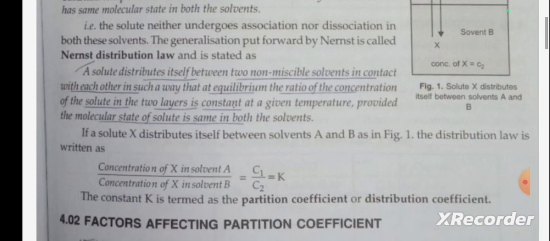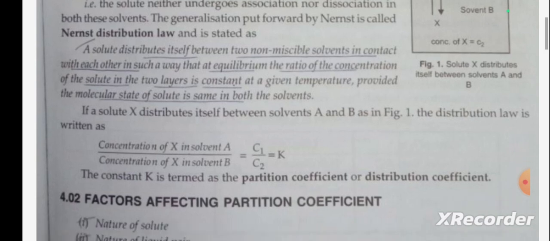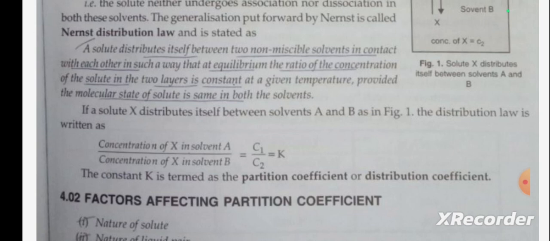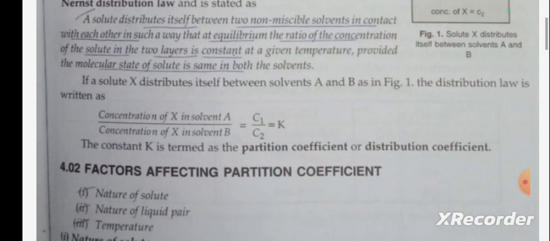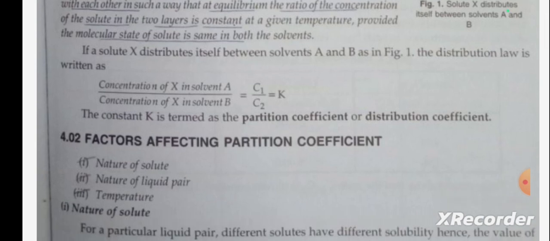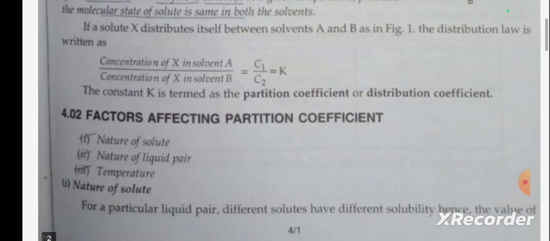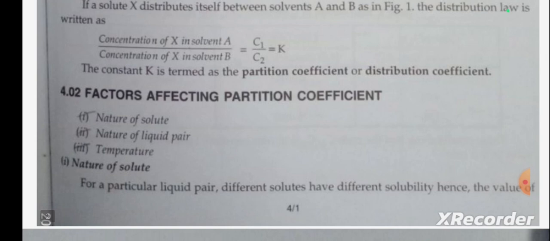A solute distributes itself between two immiscible solvents in contact with each other in such a way that at equilibrium, the ratio of concentration of the solute in two layers is constant at a given temperature, provided the molecular state of solute is the same in both solvents. If the solute X distributes itself between A and B, the distribution law is written as concentration of X in solvent A by concentration of X in solvent B, C1 by C2 is equal to K. The constant K is termed as partition coefficient or distribution coefficient.